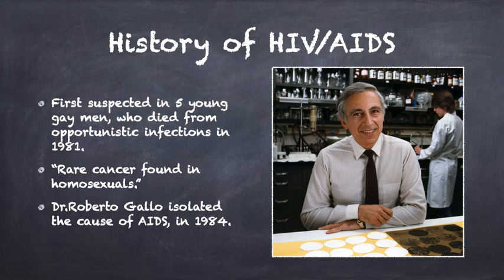It wasn't until 3 years later, in 1984, that Dr. Robert Gallo was able to isolate the cause of the AIDS illness. He discovered a retrovirus as the cause of AIDS, which they named HTLV-3, more commonly known today as HIV.